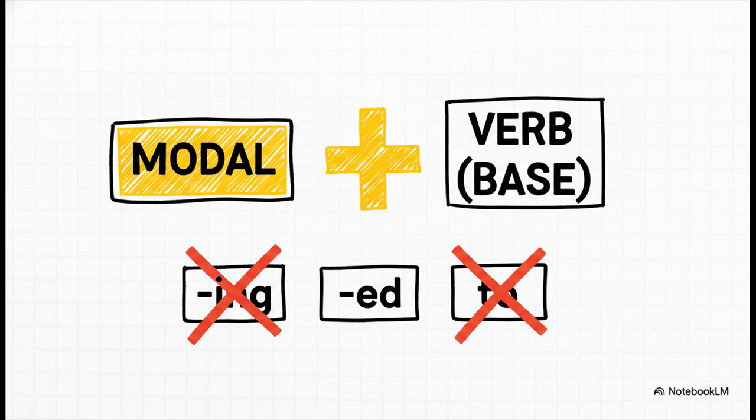Now, before we go any further, there is one golden rule you need to remember. And you're going to love this because it's super simple. A modal verb is always followed by the base form of the verb. That's it. No ing, no ed, no to squeezed in between, just the modal plus the basic verb. If you can remember that one simple thing, you are already halfway there.